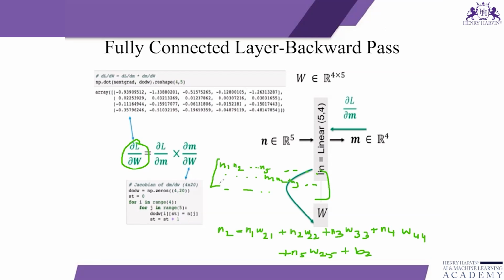One Jacobian turns out to be just equal to W, and the other Jacobian turns out to be a block matrix made up of nothing but the elements of the input. Once we have this, we have everything that we need for this layer. Clear? So I hope you understood this concept. Thank you.